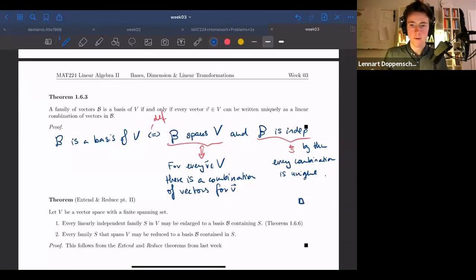So for the other way around, if you want to go backwards, and we say, well, if for every vector there's a combination, then we first focus on the fact that there is a combination. So this means there's no vector outside the span, meaning that B spans V. And then because we also had an if and only if in the previous theorem, we can say that because this is unique, B is independent. And then these together imply that it's a basis.